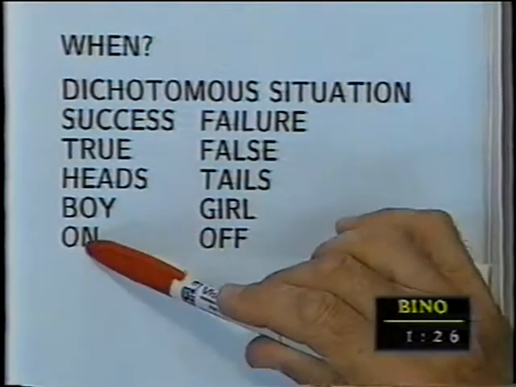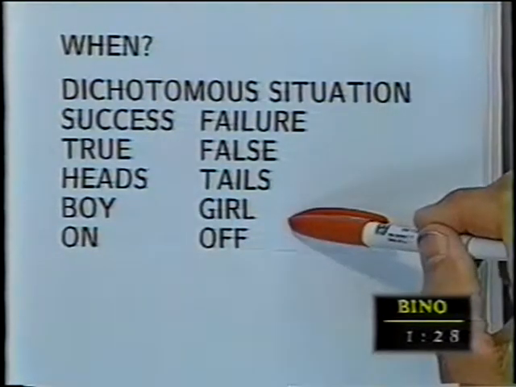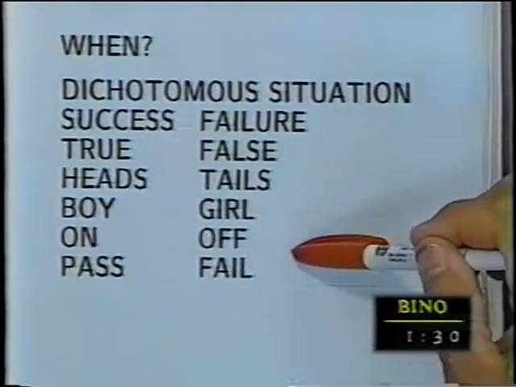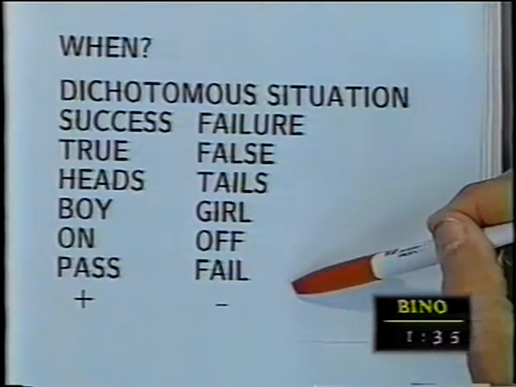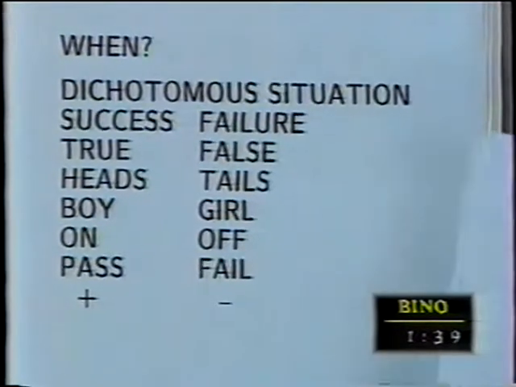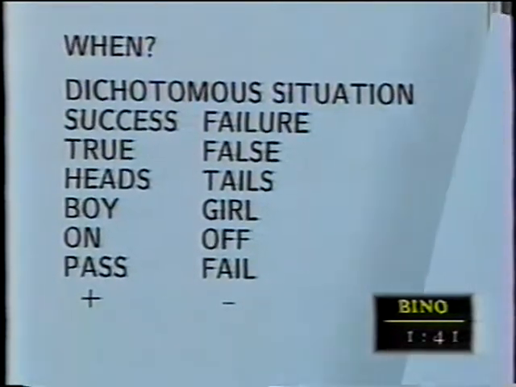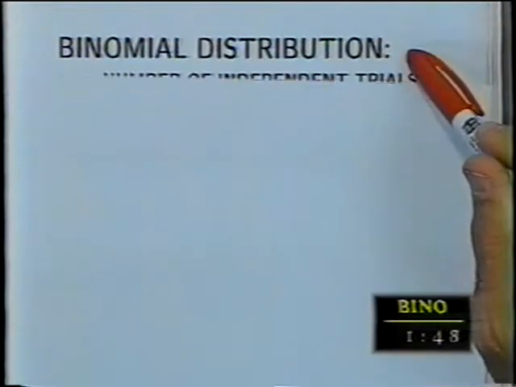Dichotomous situation. Switches are on or off, a dichotomous situation. You pass or you fail, dichotomous. Plus or minus, the signs, plus or minus, dichotomous situations. There are many, many dichotomous situations occurring in nature, and binomial is the most important way to work with them. So let's learn a little bit about this binomial distribution.